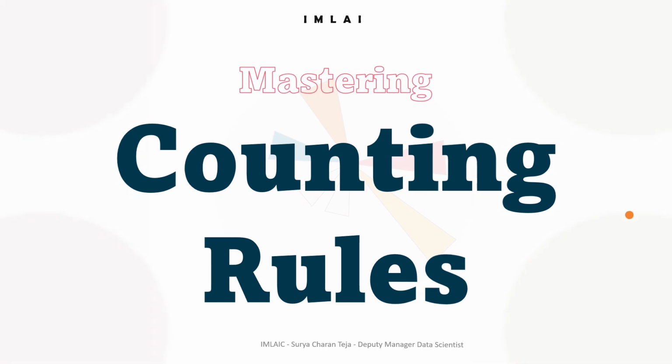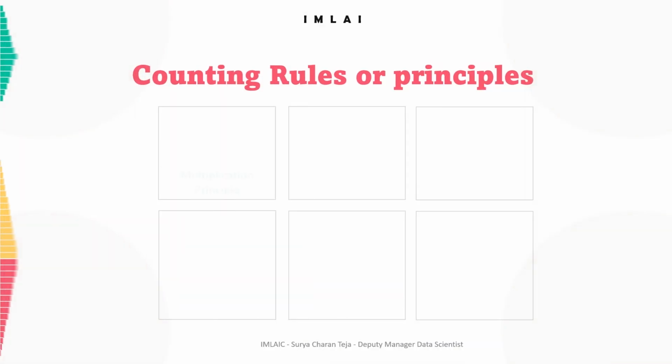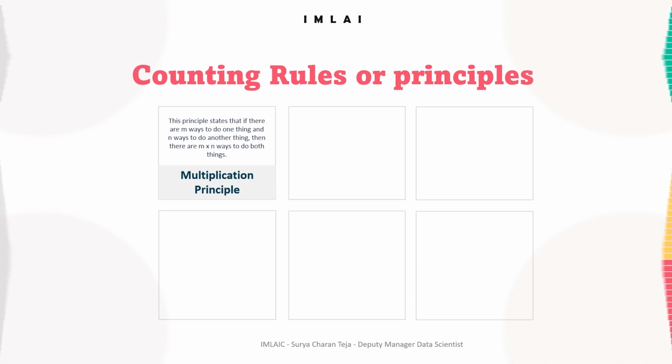Some of the common counting rules that are widely used are, first, the multiplication principle. This principle states that if there are m ways to do one thing and n ways to do another thing, then there are m times n ways to do both things together. That's it. This is called the multiplication principle. If there are m ways to do one thing, and n ways to do another thing, then there are m times n ways to do both things.